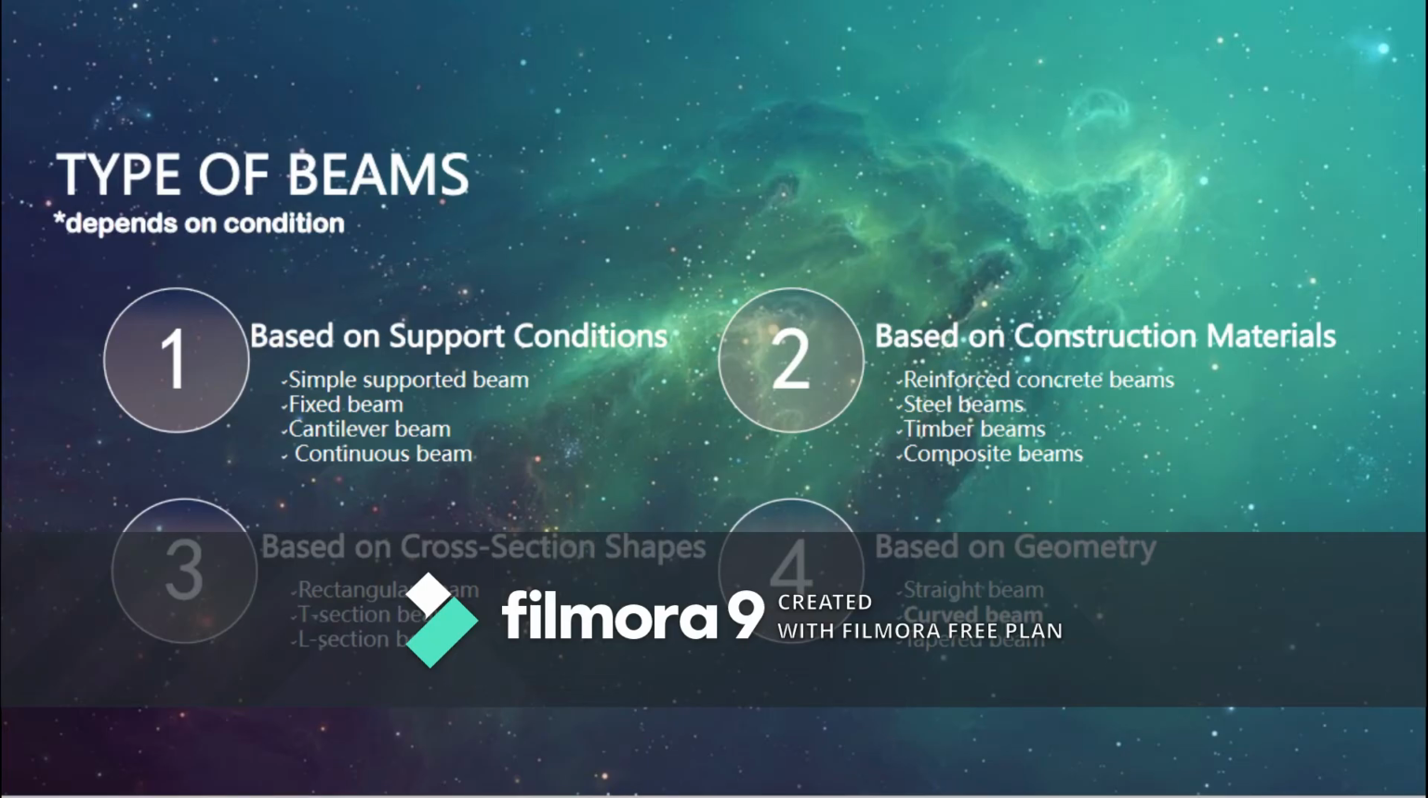The type of beams depends on condition: based on support conditions, based on construction materials, and based on cross-section shapes.